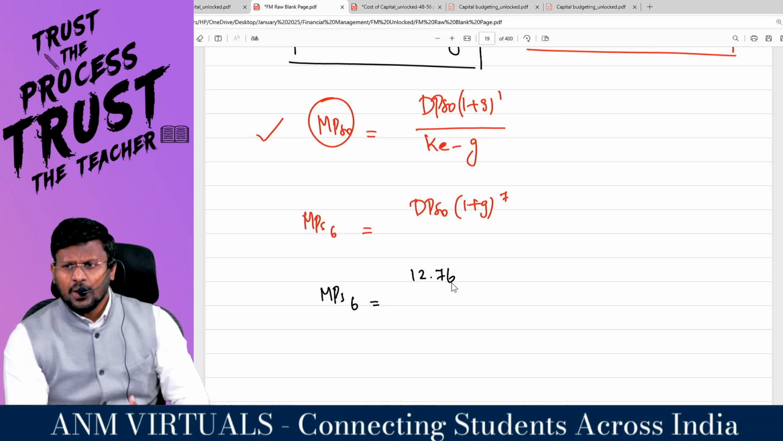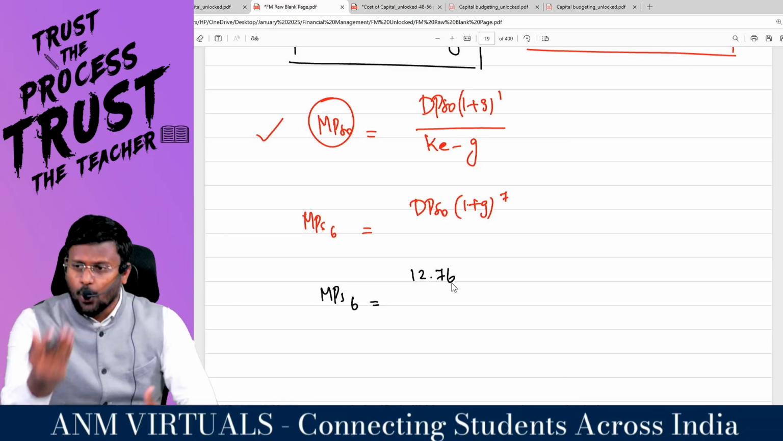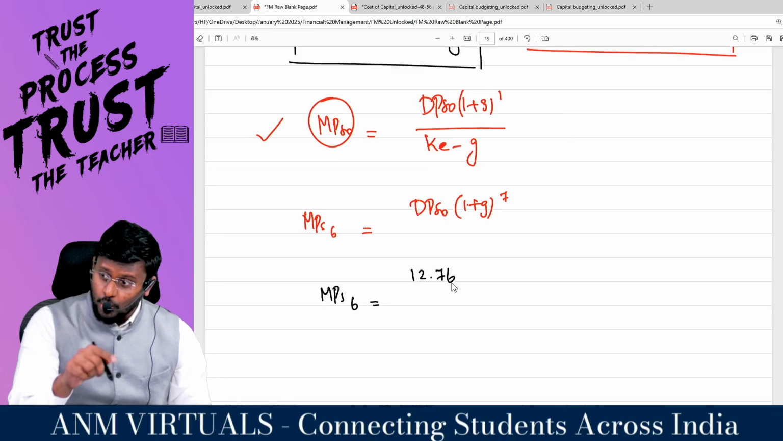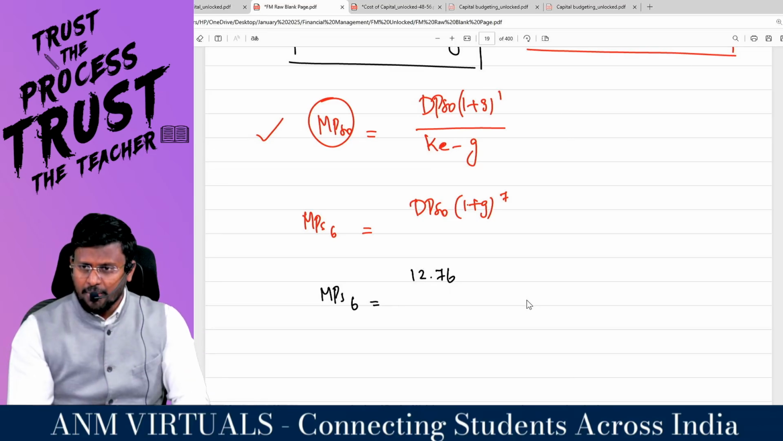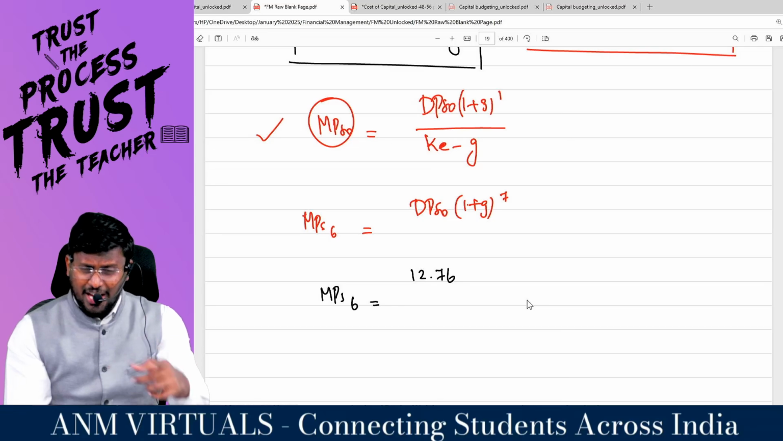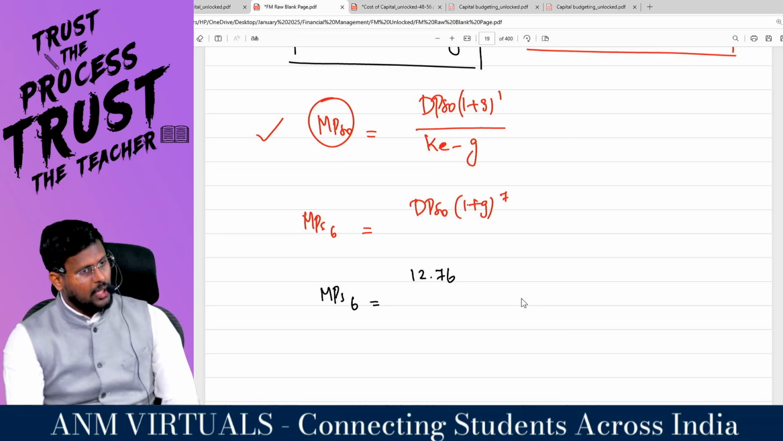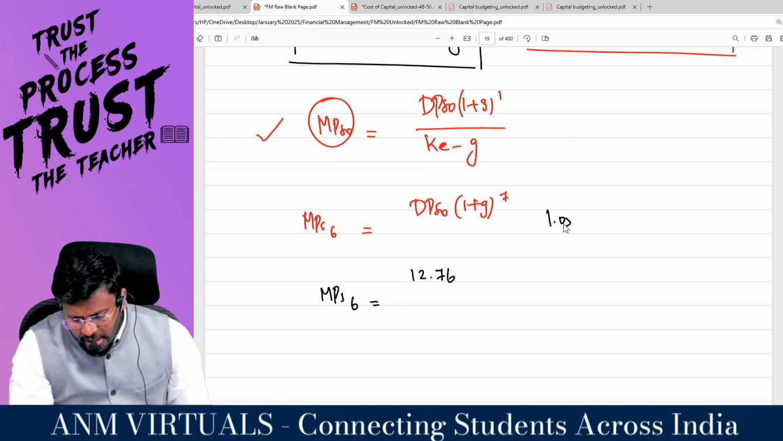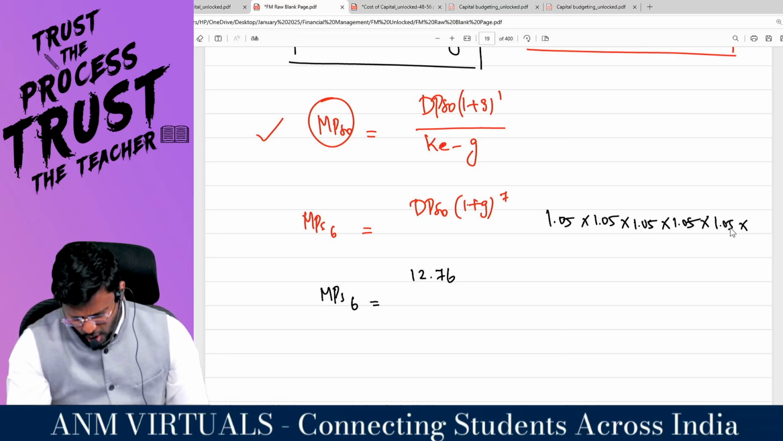12.76. Are you thinking that 12.76 will stay the same for the next 6 years, or will it grow? It will grow at a growth rate of 5%. My question: will it grow for 6 years or 7 years? 7th year, that's the logic I said. So 1.05 into 1.05 into 1.05 into 1.05 into 1.05, and so on.